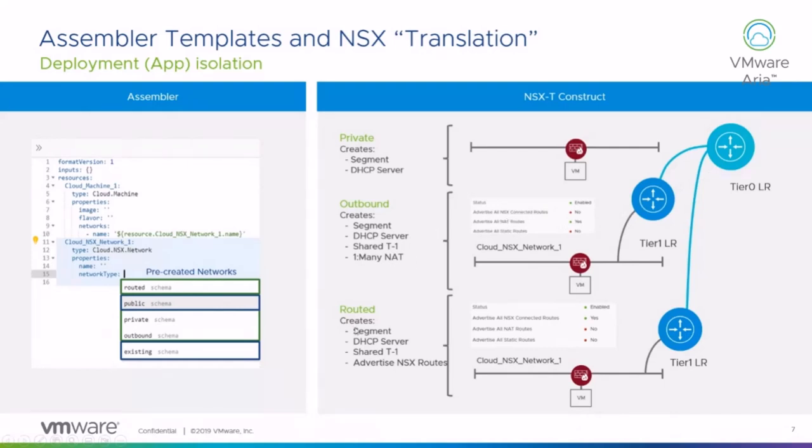And then the last one is routed. Again, we create a segment. We make a DHCP server available if you want to use one. Obviously, you can use static IPs, if you will. And again, there's a tier 1, a dedicated tier 1 for the routed network. Here, instead of advertising all the NAT routes, we advertise all the connected routes. Therefore, these machines are able to connect to the outside network accordingly. It also enables routing back into those VMs on those networks via the tier 1 that they're connected to.